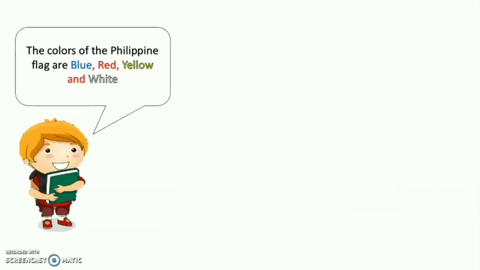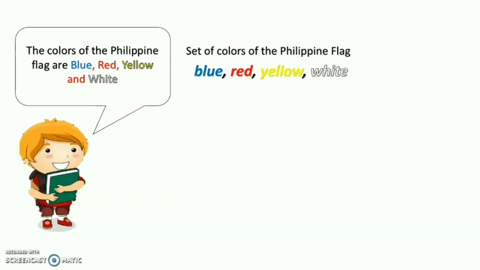Uppercase letters will be used to name sets. Going back to the answer of Mat-Mat, it is what we call a set of colors in the Philippine flag, and blue, red, yellow, and white are its elements. And it is also well defined. Why? Because they share a common characteristic, and it is a set with exact elements. No other answers are accepted except these 4 colors. That's why it is a well-defined group.